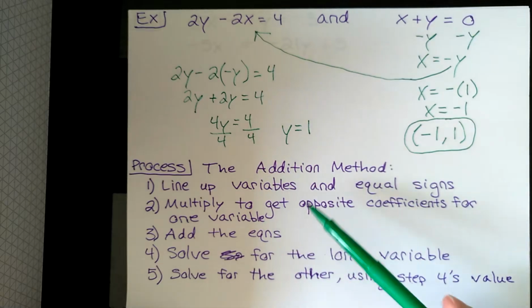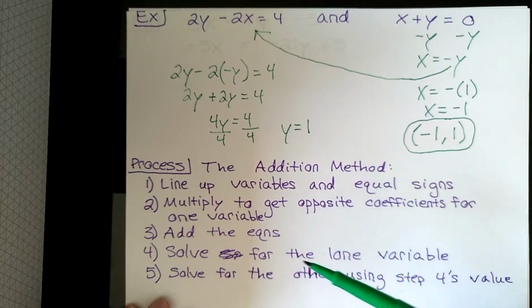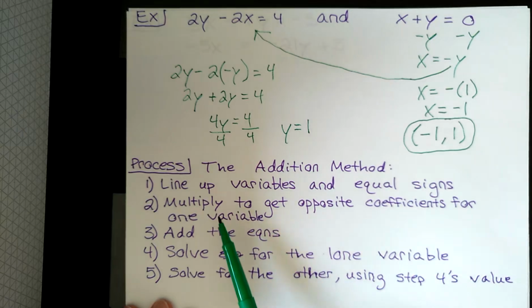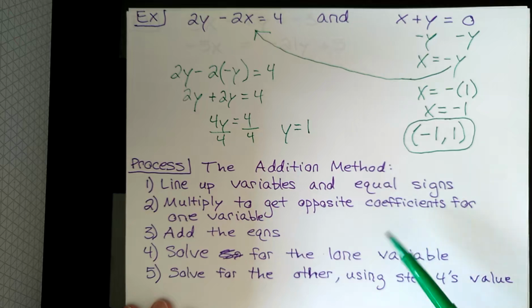The addition method is the most commonly used type of method because it's easier to use based on what you've learned in the past in mathematics, although it takes a bit more work. So the addition method says we are going to line up our variables and our equal signs. The two equations basically have to look like mirrors of one another. X on top of x, y on top of y, equal sign on top of equal sign, and constant on top of constant.